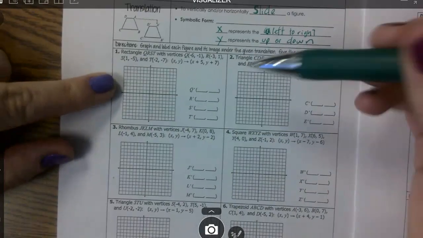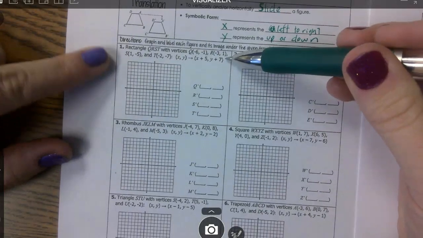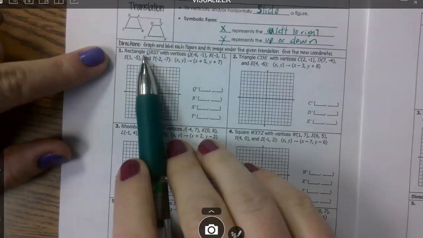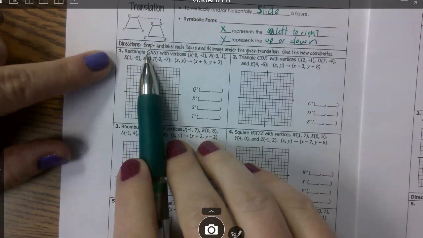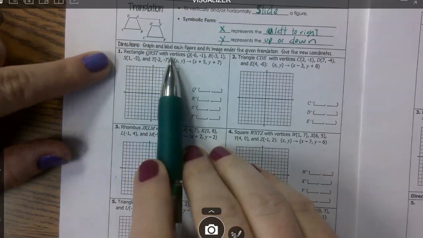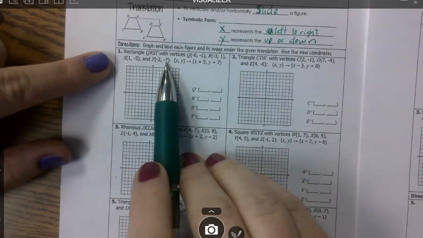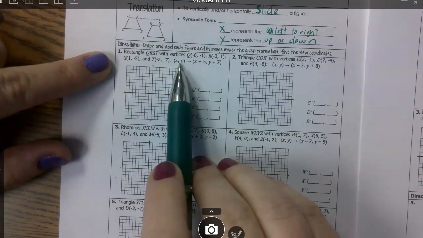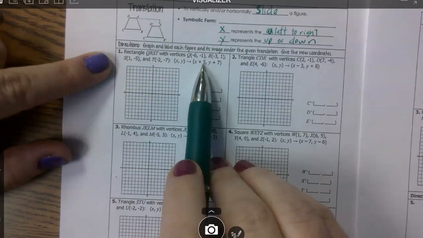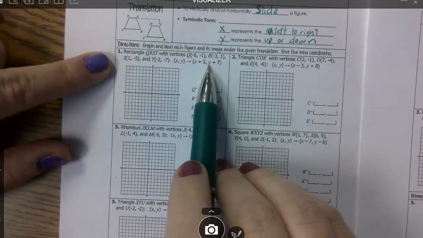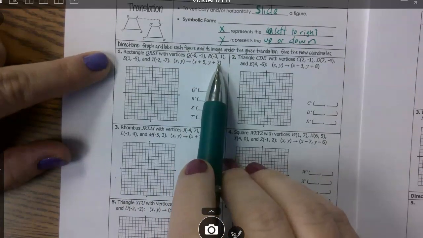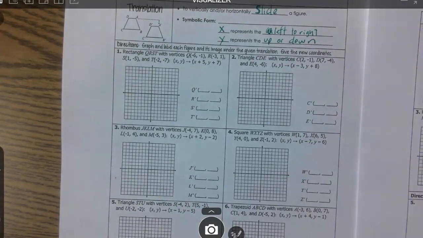So we're going to start with number 1. We are going to translate rectangle QRST with vertices, okay? They told us the coordinate points. Then they're going to tell us the translation. We're going to take all of the x's plus 5 and all of the y's plus 7. All right, now that's a lot of directions to do, so we're going to break it down piece by piece.